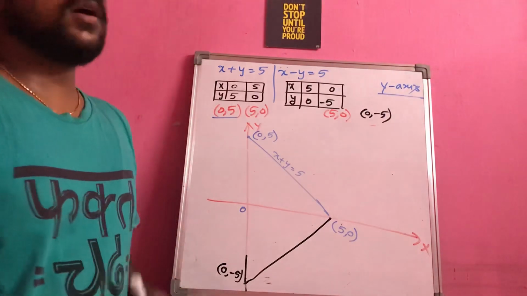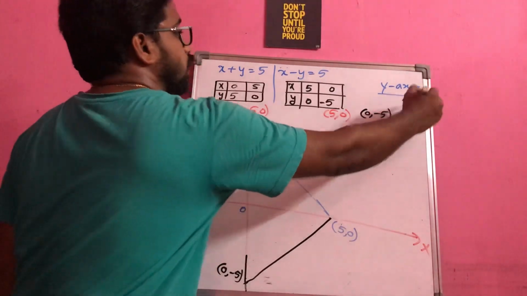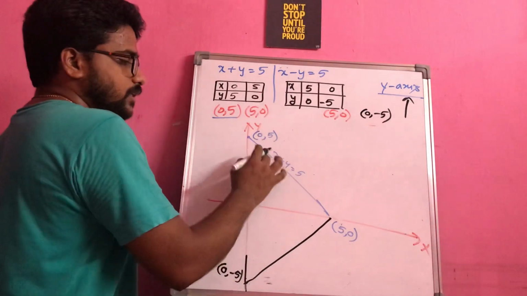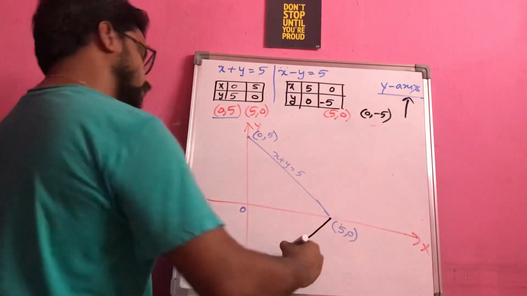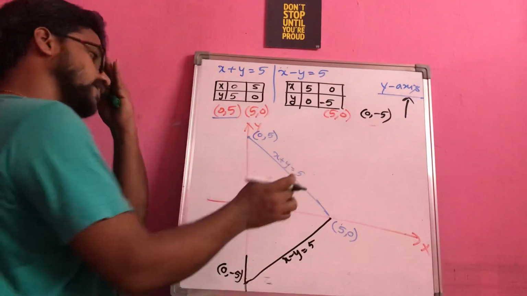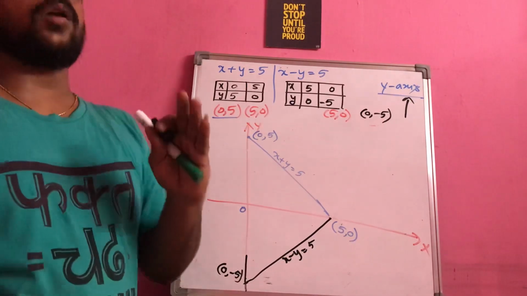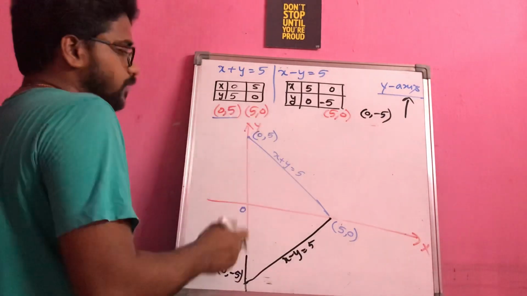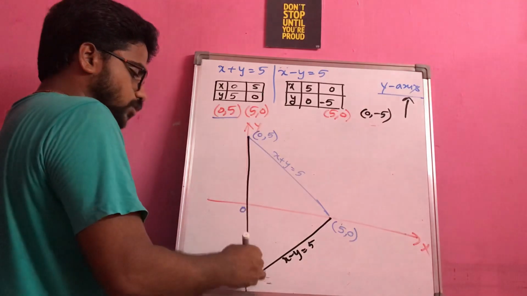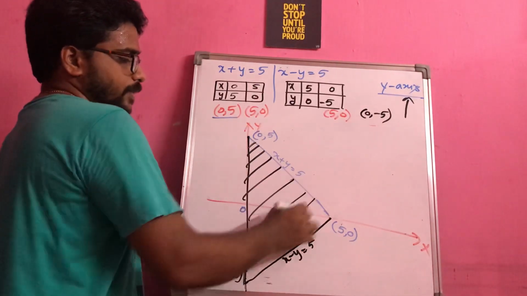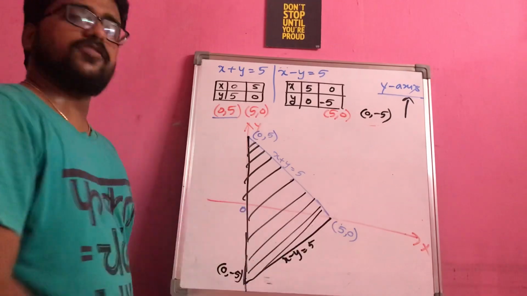But in the question what they mentioned is with respect to the y-axis. Now that means these are the required two lines. This line is nothing but x minus y is equal to 5, and x plus y is equal to 5. Now you have to draw with respect to the y-axis. So this is the y-axis. That means the closed triangular region is this portion for us. This is the closed triangle for us.